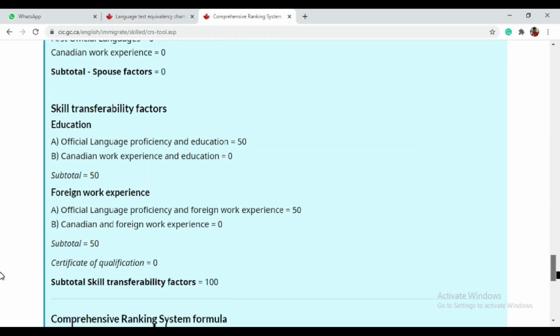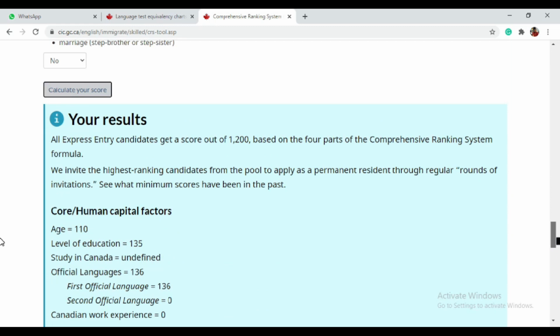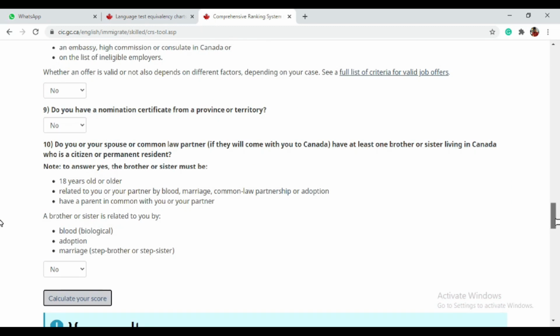So let's calculate the score again and see what impact it has on our CRS now. Previously we had 469 CRS. Now we have 481. Voila. Now there's a difference of 12 points, 12 points between CLB level 9 and CLB level 10. So these 12 points are crucial, they're vital, especially if your age is above 30, then CLB 10 might be the only way out.